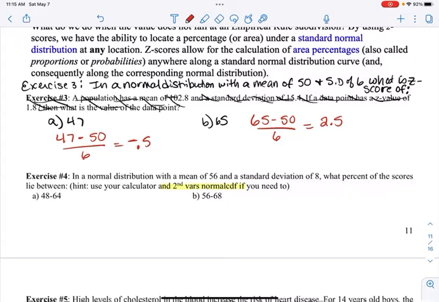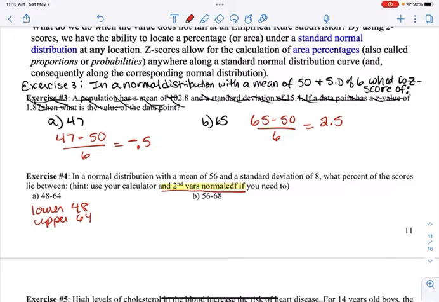In a normal distribution with a mean of 56 and a standard deviation of 8, what percent of the scores lie between 48 and 64? So again, I'm using that second VARS normal CDF. My lower score is 48. My upper score is 64.